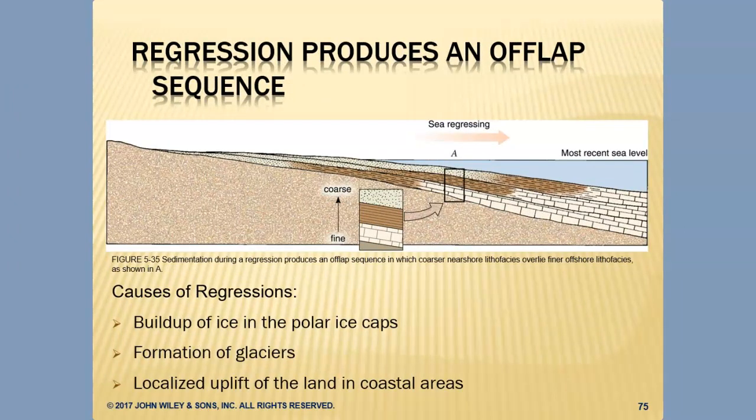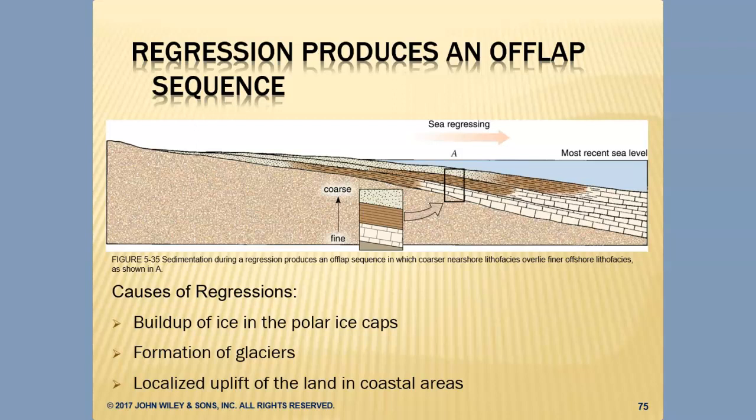How do we get this regression? If we have a buildup of ice in polar ice caps, like with snowball Earth, you can also have the formation of glaciers on land. And finally, if you have localized uplift due to seismic activity, you can get a rise in the coastal areas, which will seem like there is a lowering of sea level. So it's a localized lowering of sea level.